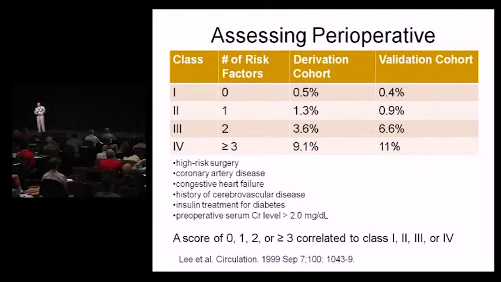But the bottom line is you can get a sense of what their risk is for having a perioperative cardiac event. And of course, even those patients without any risk factors who are sitting in class 1 still have the possibility of having an event of around 0.5%. And again, that points out why we do not clear those patients to go to surgery. We tell them what their risk is, and we try to reduce that risk as much as possible.